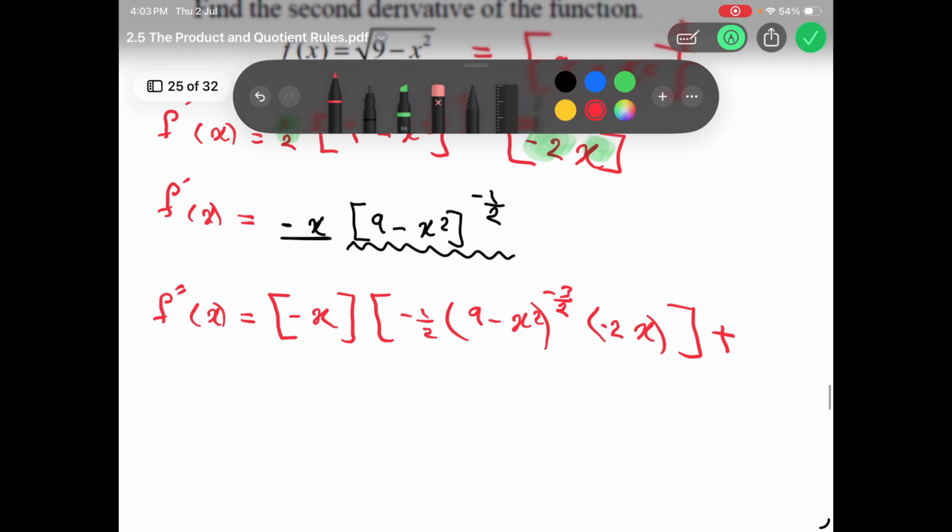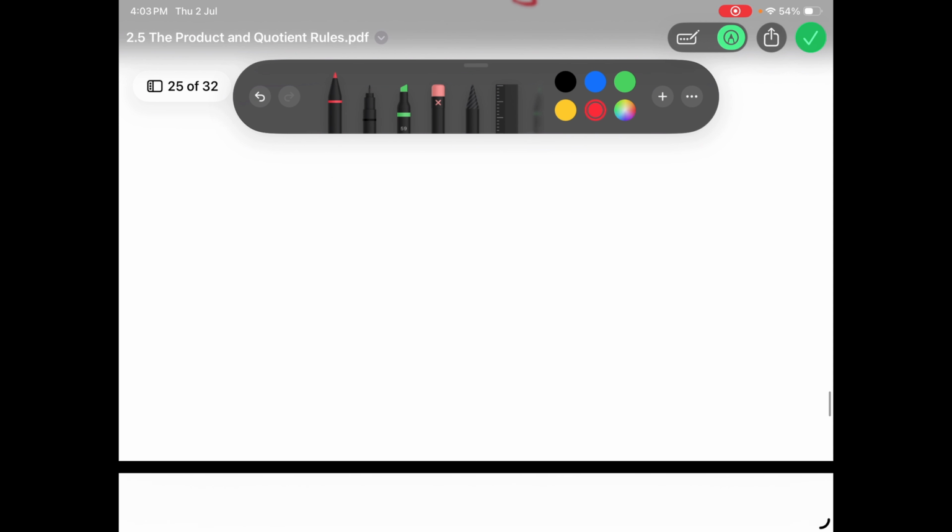plus I will differentiate the first, it will be minus 1, then keep the second as it is, 9 minus x squared, all to the power of minus 1 over 2. No simplification, nothing.